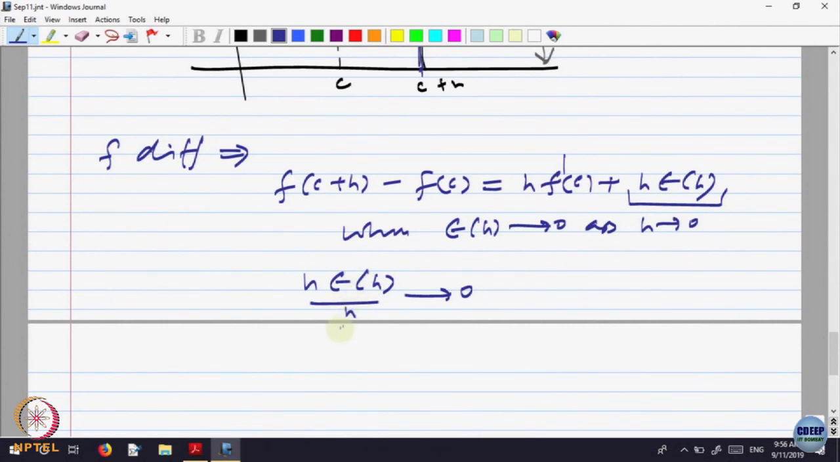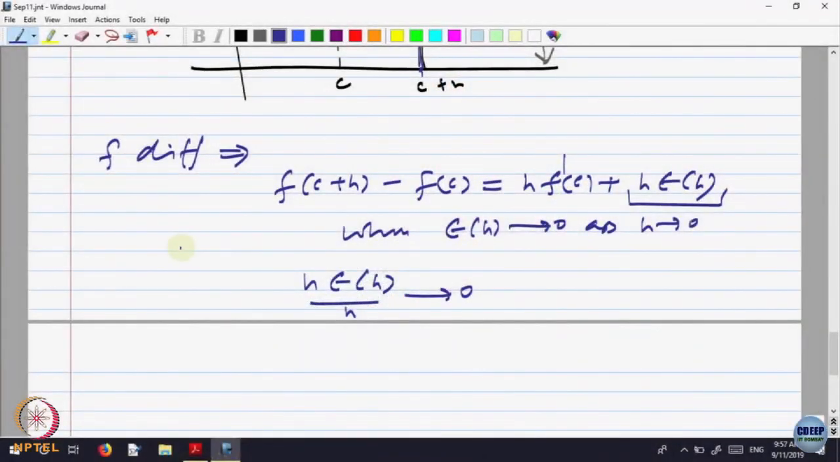So this ratio, something in the denominator going to 0 means you should expect it to blow up, but it does not blow up, it still goes to 0. So the rate of convergence for the tangent line approximation is very good, it is as good as h itself, divide by h, it still goes to 0. So, that is one thing.